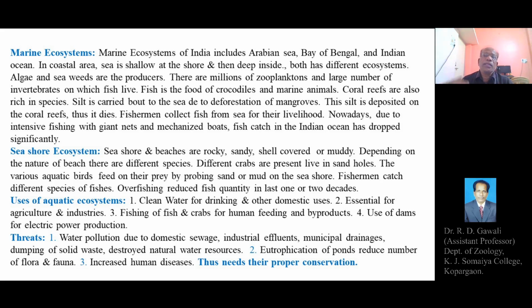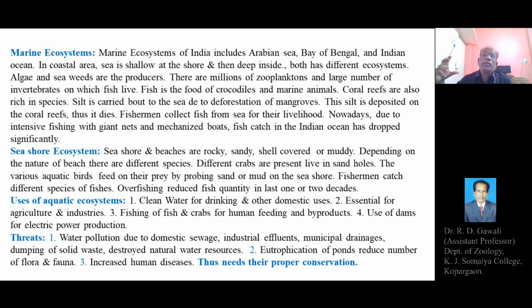So large-sized mechanized boats and giant nets are used by modern fishermen for catching fish, and thus the fish catch in the Indian Ocean has dropped significantly. This is because of excessive fishing or catching of fish from the sea water with the use of giant nets and mechanized boats.